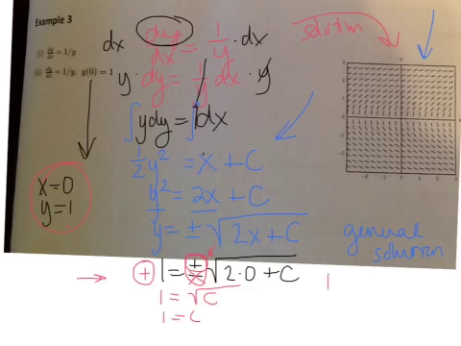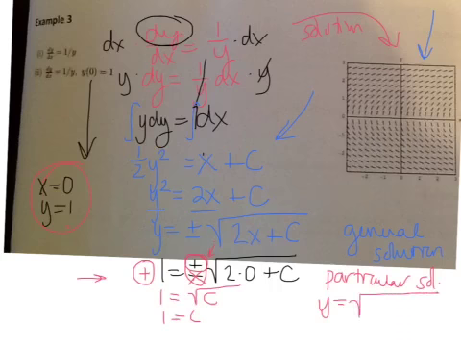And so our particular solution is going to be y equals the square root of 2x plus 1. And so we would see that curve is the one that passes through the point when x equals 0 and y equals 1. So that kind of follows along here, like so.